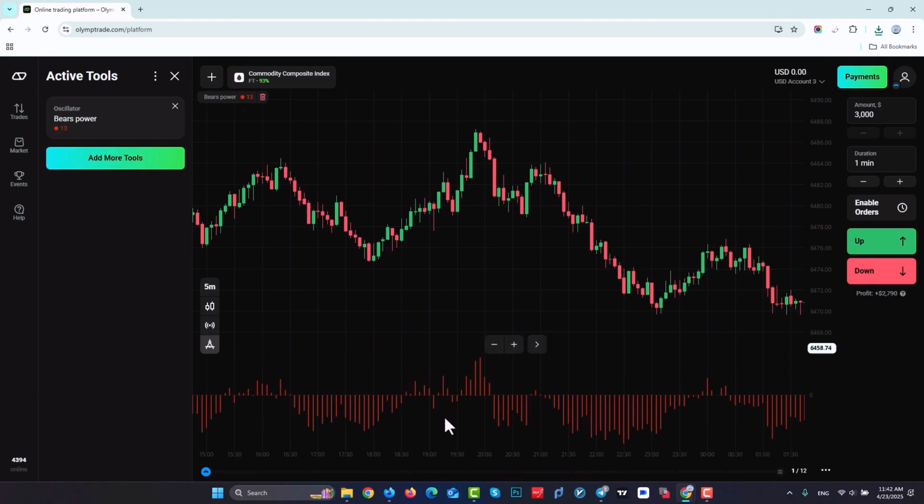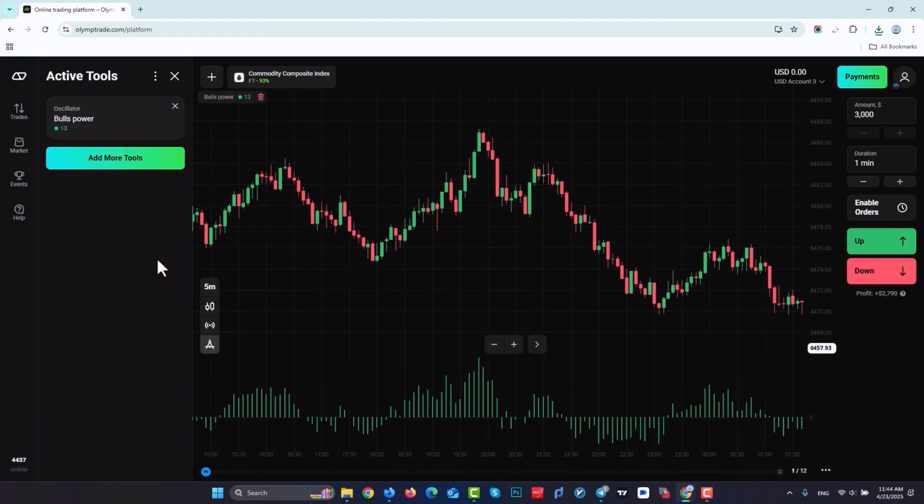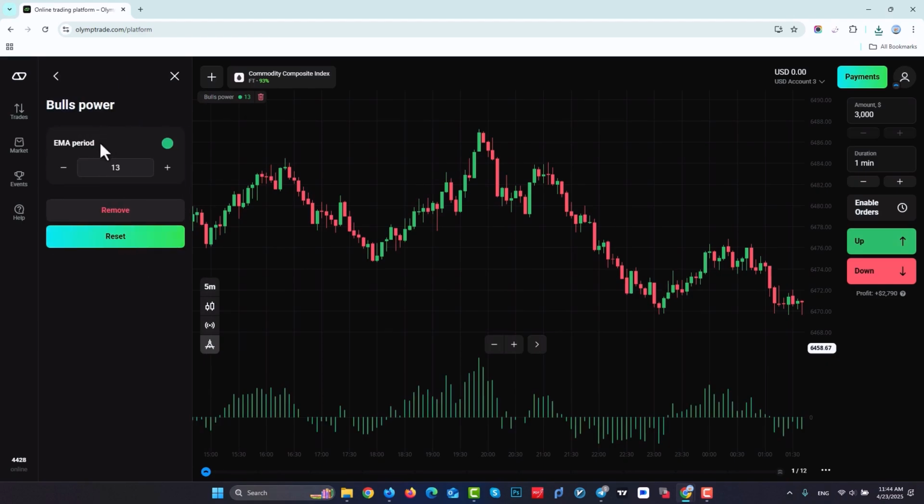The Bears Power Oscillator measures the seller's strength relative to the moving average, and you can set the settings of this oscillator as an EMA period. The Bulls Power Oscillator shows the buyer's strength compared to the price average, and you can adjust the settings of this oscillator between the EMA period categories.